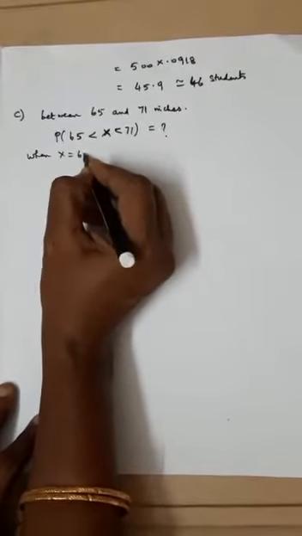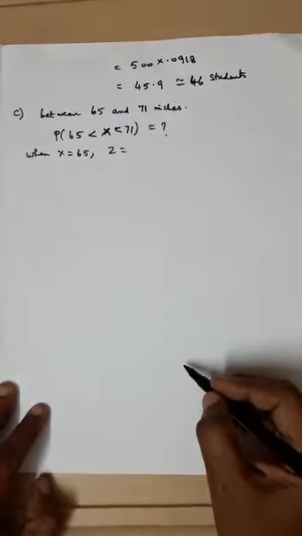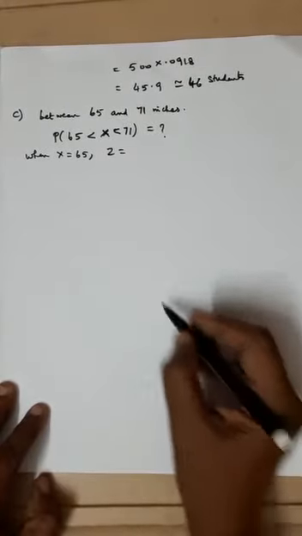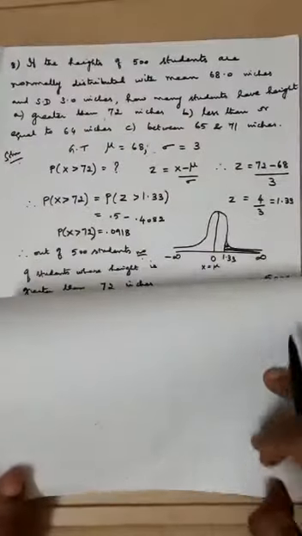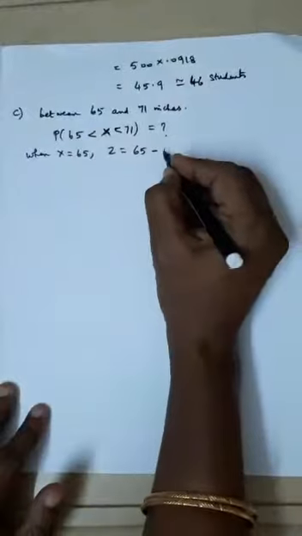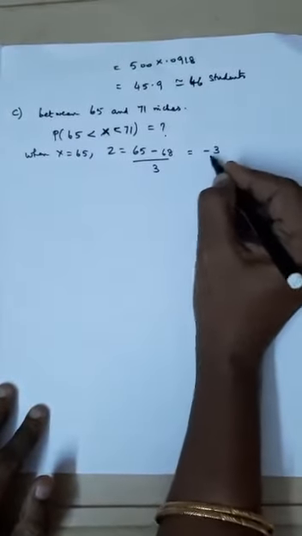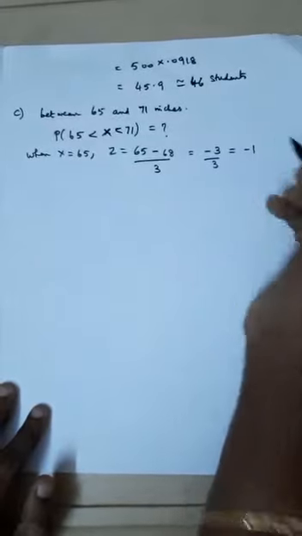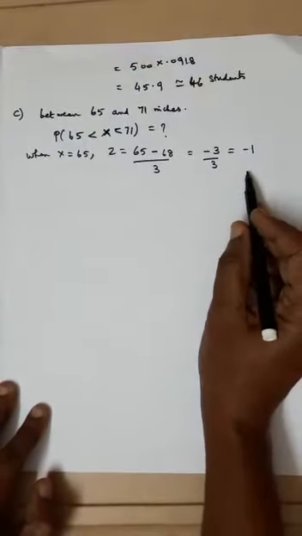So when X is equal to 65, what is Z? Z is X minus mu by sigma. So 65 minus, you know what is your mu? The given data is 68 and sigma is 3. So 65 minus 68 by 3, which is minus 3 by 3, which is minus 1. So when X is equal to 65, your Z value is minus 1.